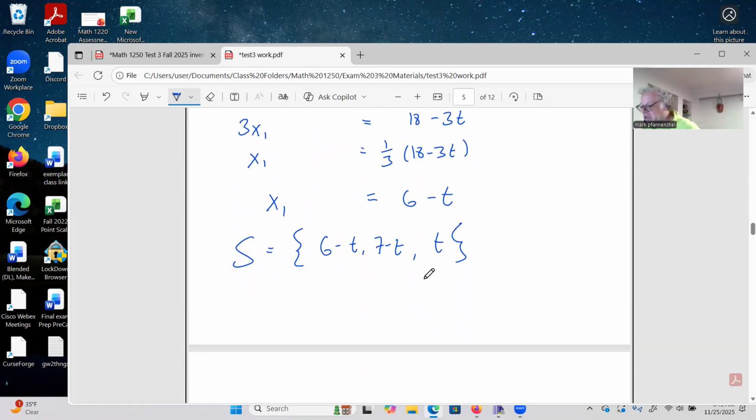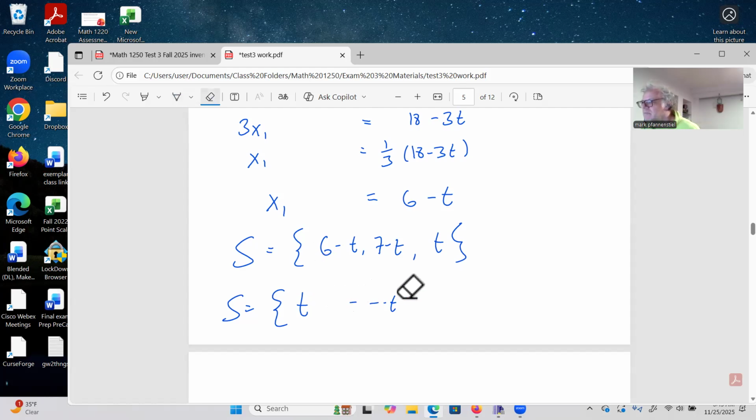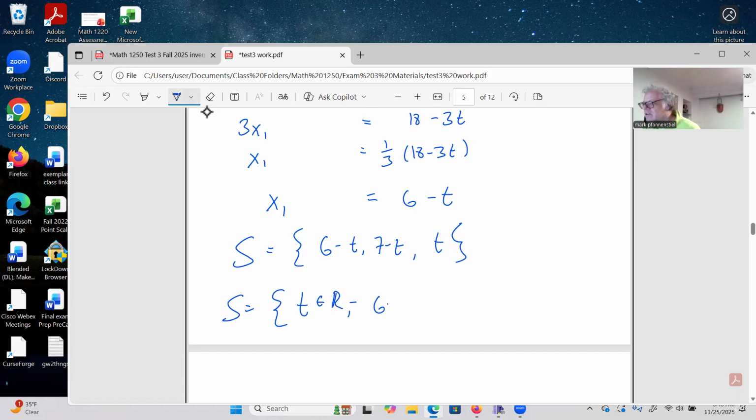t can be any value you'd like. Okay, technically, let me write this more properly. Actually, let me do it a little bit more formally. Okay, we'll go ahead and write it this way. We'll say t is an element of the real numbers, 6 minus t, 7 minus t, and t.